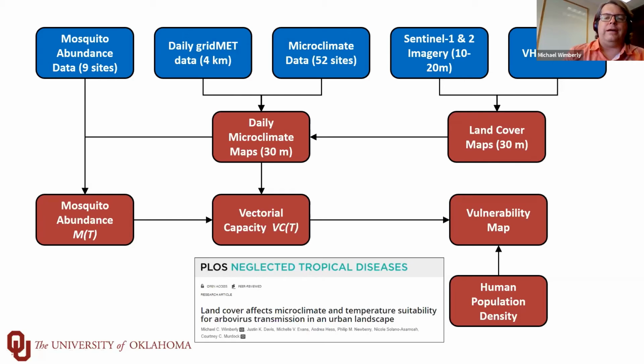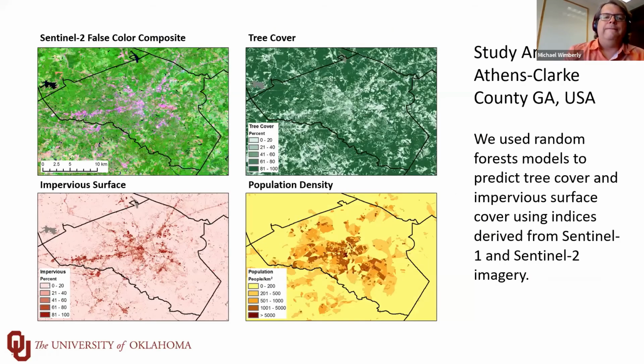Again, as with a lot of things, it makes more sense if you look at the pictures. So this is the study area. This is Athens, Clarke County, Georgia. We've got population on the lower right. This is a Sentinel false color composite. And then the important things here are tree cover and impervious surface.